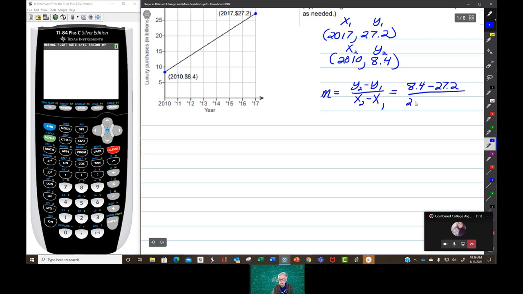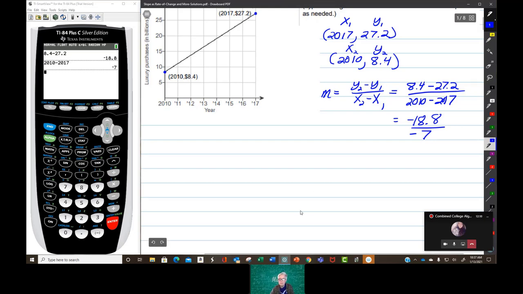2010 minus 2017. And so what that will do is give us 8.4 minus 27.2, over 2010 minus 2017, that would be negative 7, but let's do it officially anyway. 2010 minus 2017, negative 7, that'll be negative 18.8 over negative 7.